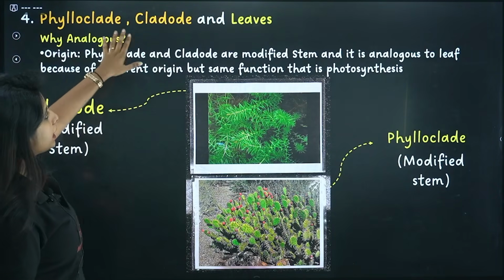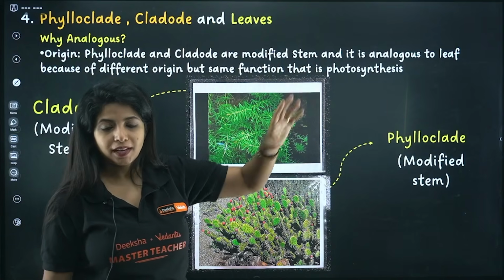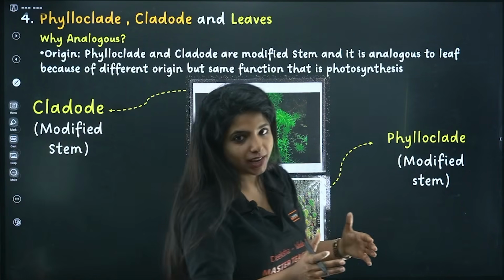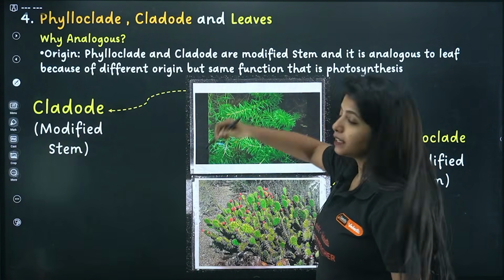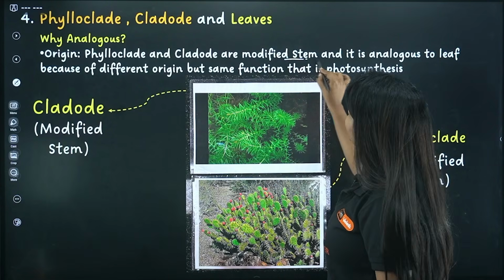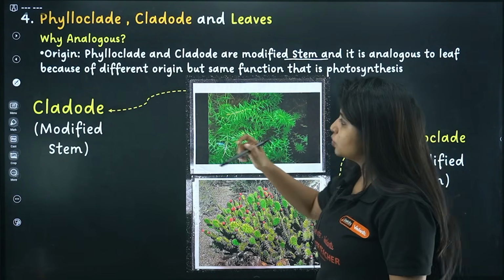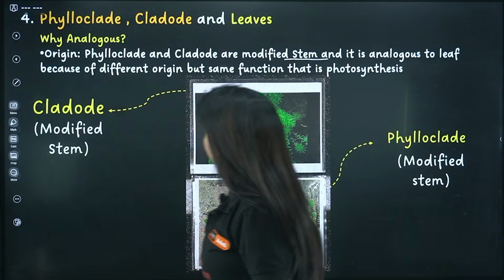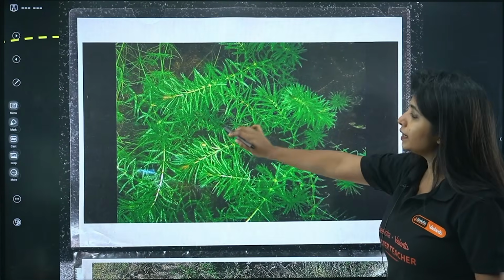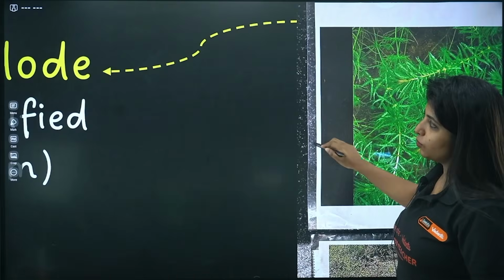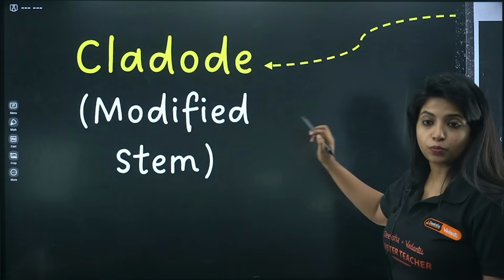Now you have phylloclade, cladode, and leaves. So phylloclade, cladode are in one team, and leaf is in another team. So phylloclade and cladode, why are they in one team? Because they are modified stem. They look like leaf. Aren't they looking like leaf? So this looks like leaf, right? Here they look like leaf, but they are actually modified stem which is there. Okay, so this is known as cladode, which is modified stem.